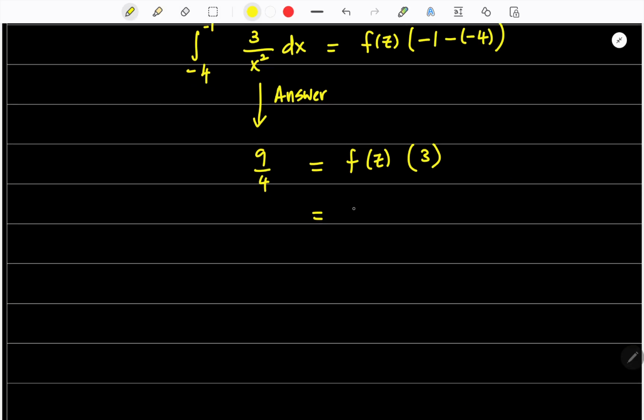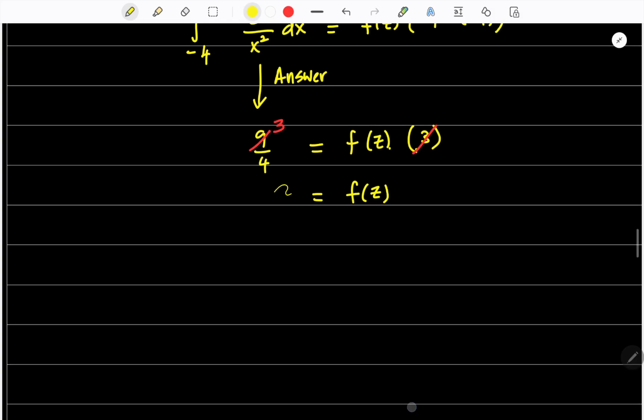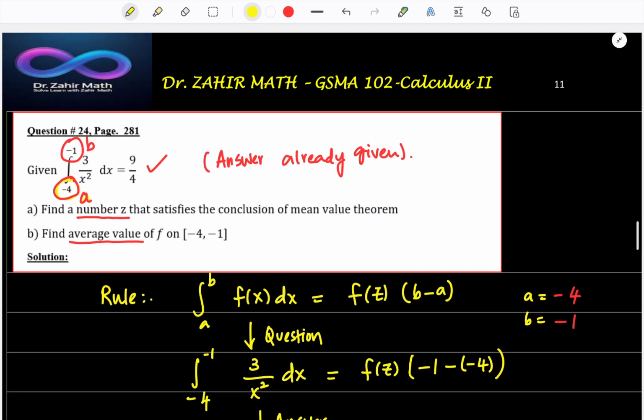So f of z equals 9 by 4, and this 3 is multiplying, so it will come as divide. Or you can do one more thing, easy steps: cancel this 9 with 3 and this 3. Otherwise you can use a calculator. So f of z equals 3 over 4. Is this the question, teacher? No. What is the question?